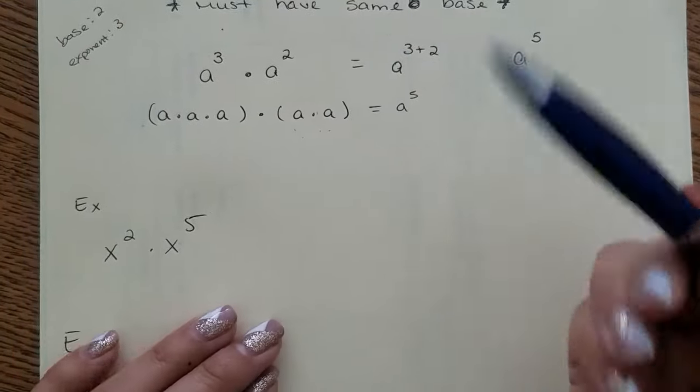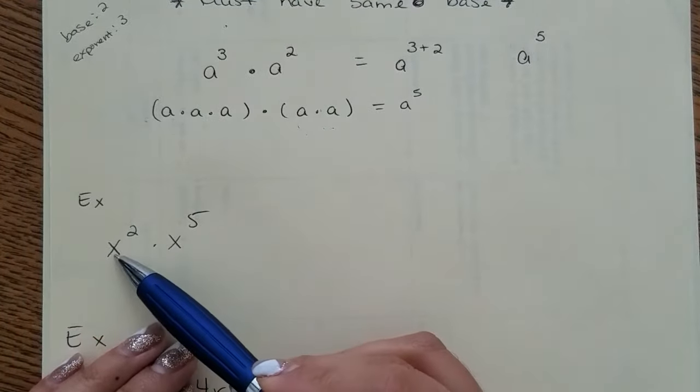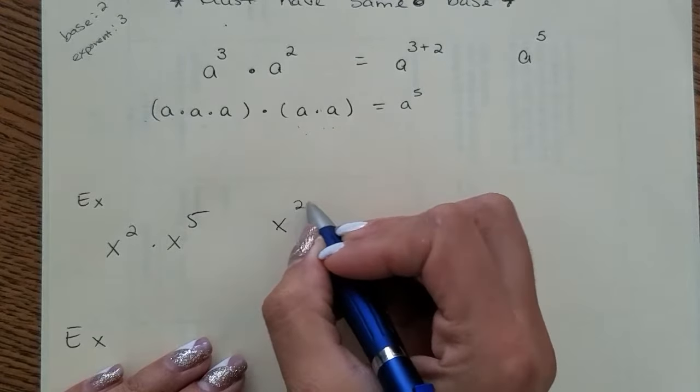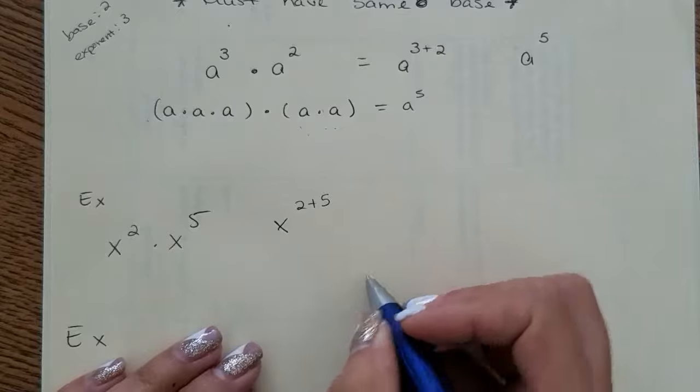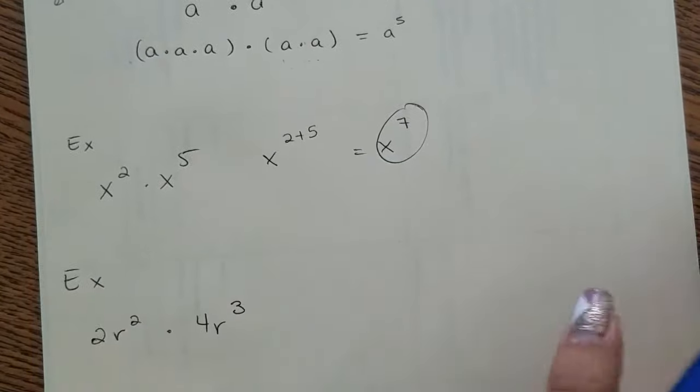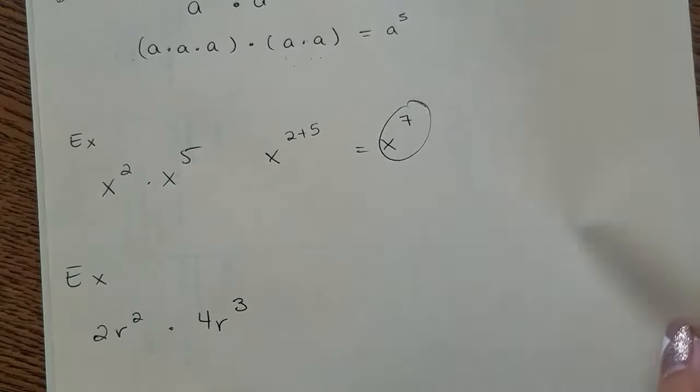So I'm just going to give you a bunch of examples. Here we have x squared times x to the fifth. So that's x to the 2 plus 5 power, which is going to give you x to the 7th power. Okay.